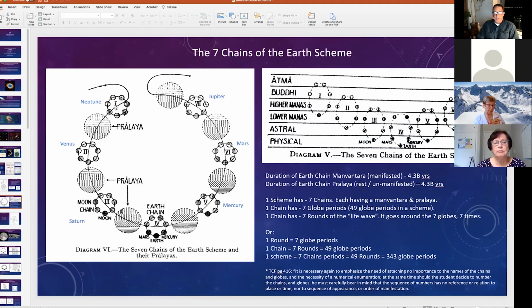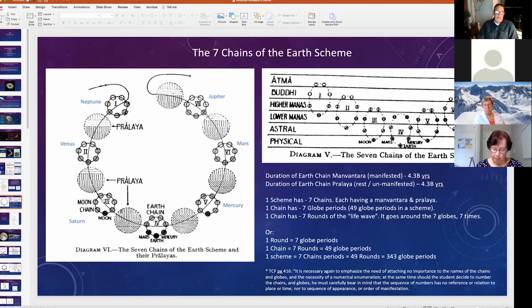So every chain goes through its life cycle, all the lives that the logos is working with, incarnating this chain, and then it goes into a kind of pralaya, or a rest period, a nighttime. And then it goes into the next chain and goes around it seven times. And then it goes into a rest period. And we get to the moon chain, which was the chain previous to the one that we're in, and the physical moon that we see out in the night sky is the dead remnant of that chain.